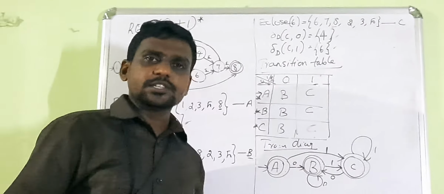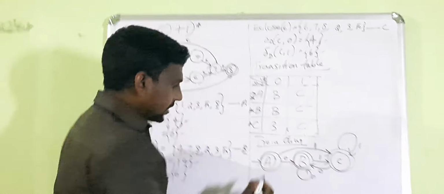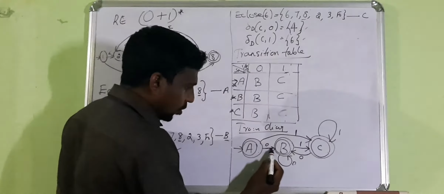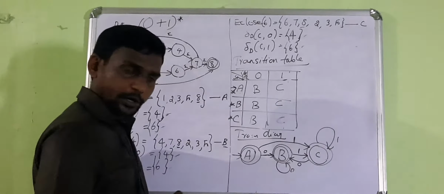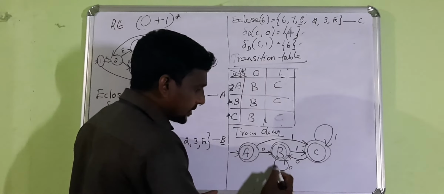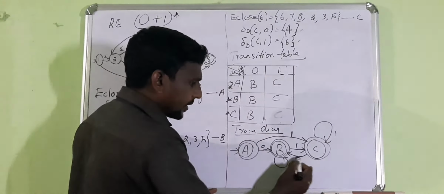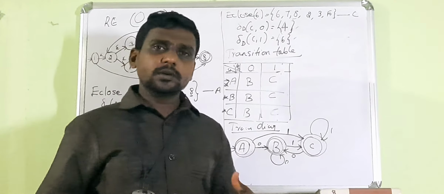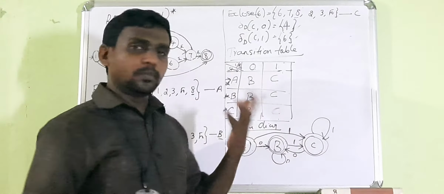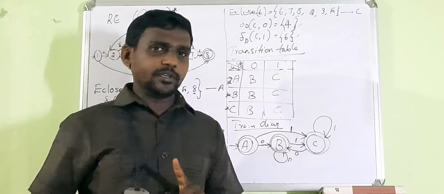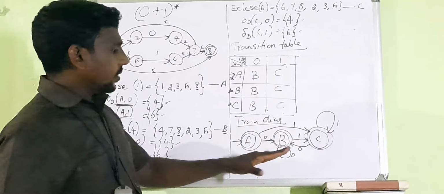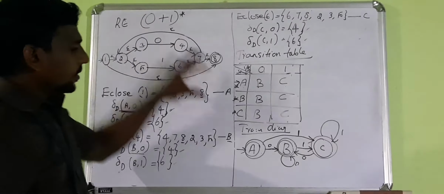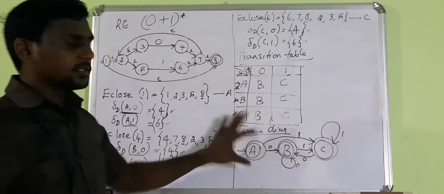How can I check this is a DFA? What is a DFA? Each state reads each input exactly one time. See, A reads 0 one time and 1 also one time. B reads 0 one time, 1 also one time. C reads 0 one time, 1 also one time. The state which reads the input more than one time, that is an NFA. Very clear, okay? So this is the DFA. I have converted it into a DFA. For this regular expression, this is the DFA.